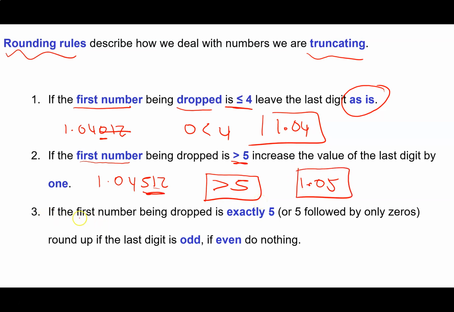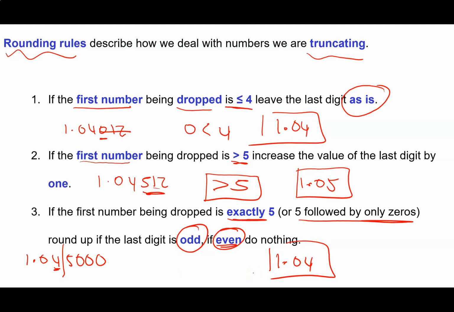And then finally, if the first number being dropped is exactly 5, or 5 followed by only zeros, then what you're going to do is use the odd or even rule. And the odd or even rule is this: if your last digit being kept is odd, round up by 1. If the last digit being kept is even, do nothing. So say we have 1.04500, and we could have as many zeros as we want. We're going to cut this off at 3 sig figs. So we look there and we see that that number is even. So we're just going to truncate it.